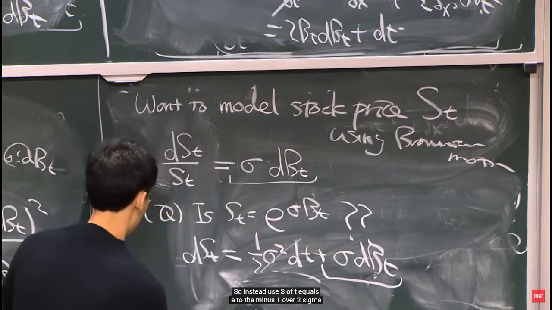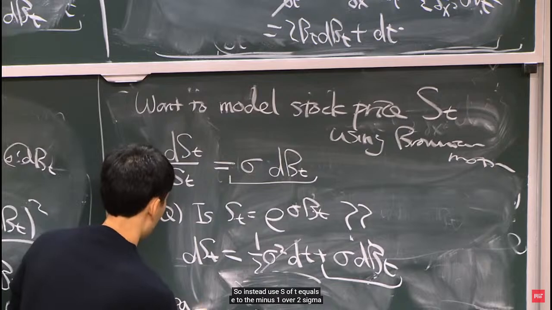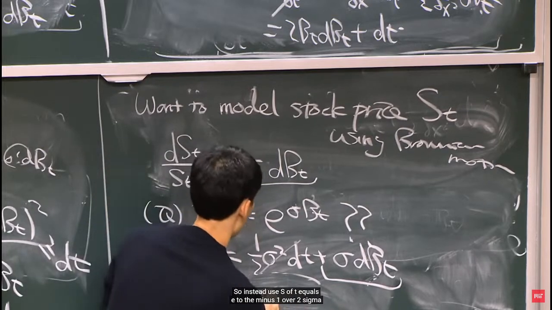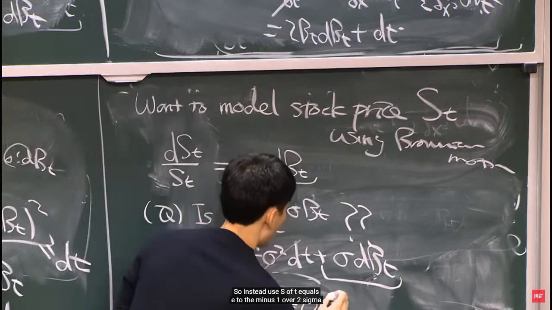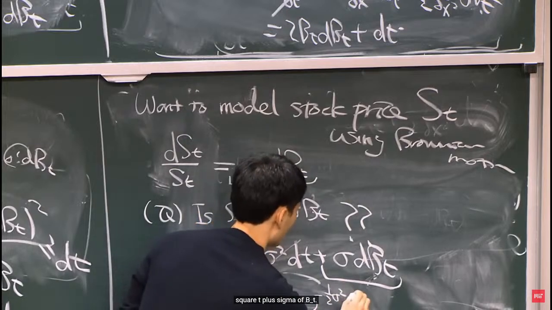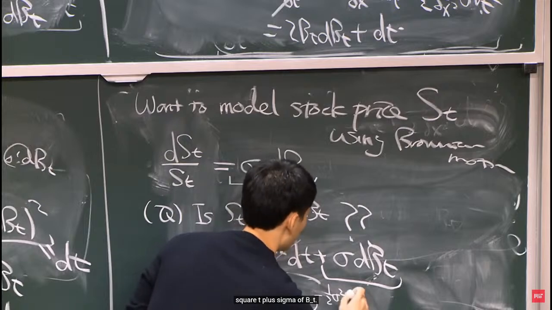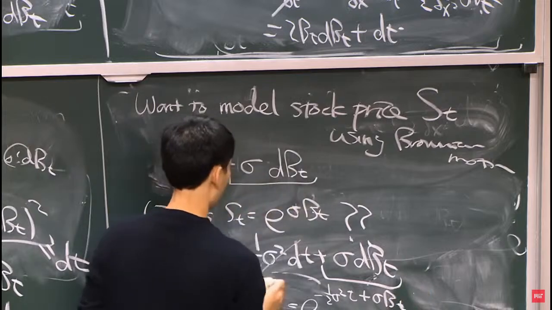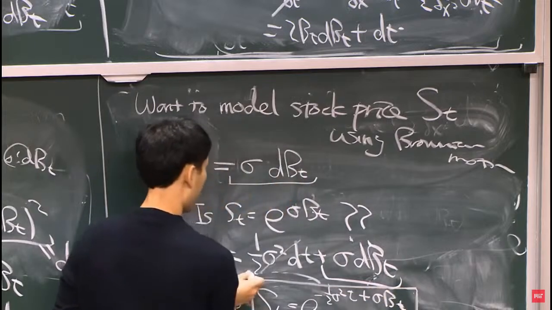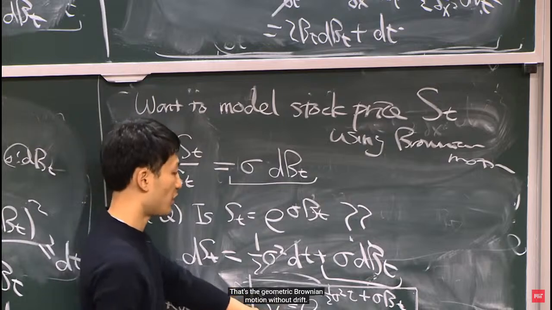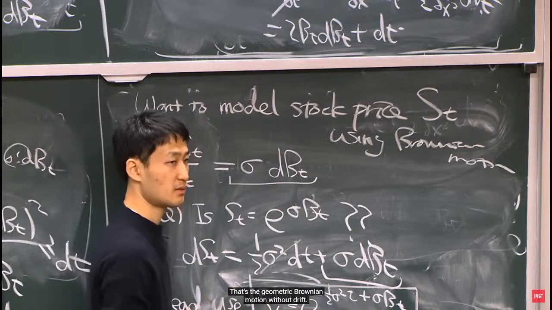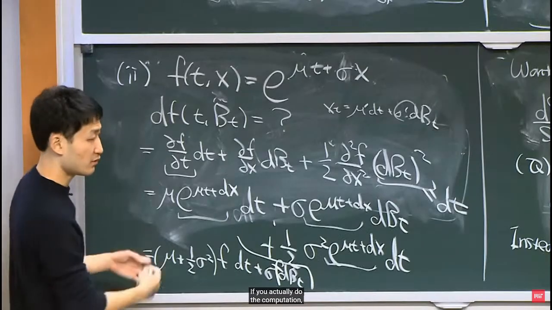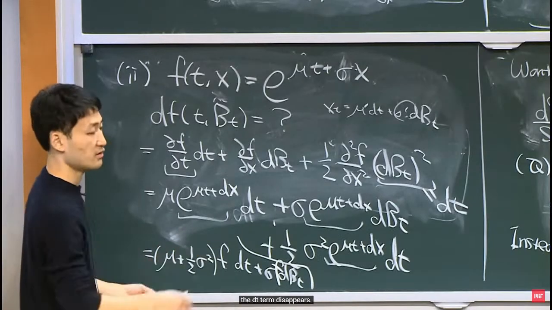So instead, use S of t equals e to the minus 1 over 2 sigma squared t plus sigma B_t. So that's a geometric Brownian motion without drift. And the reason it has no drift is because of that. If you actually do the computation, the dt term disappears.